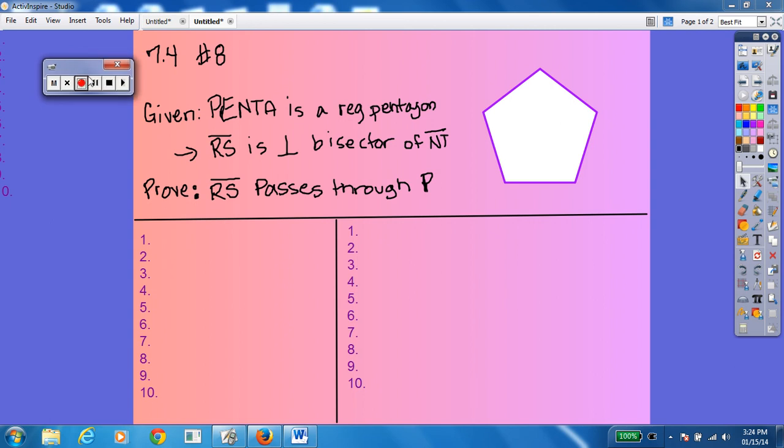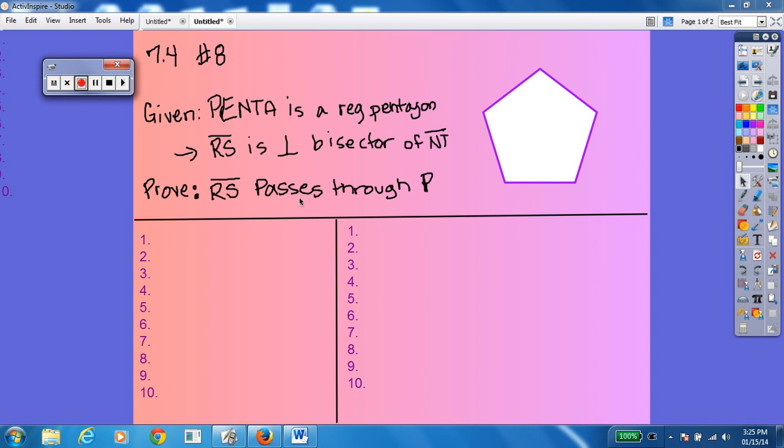Alright guys, so here's your help for 7.4 number 8. What I did was I already translated it. You have to prove that a segment that's a perpendicular bisector passes through NT. What you'll notice is that I used RS as a perpendicular bisector as part of my given, because the part that I'm trying to prove is that the perpendicular bisector passes through that. So I need the perpendicular bisector information in my given to be able to say that it passes through the point, and RS will become RP. I'm going to show you what that means.